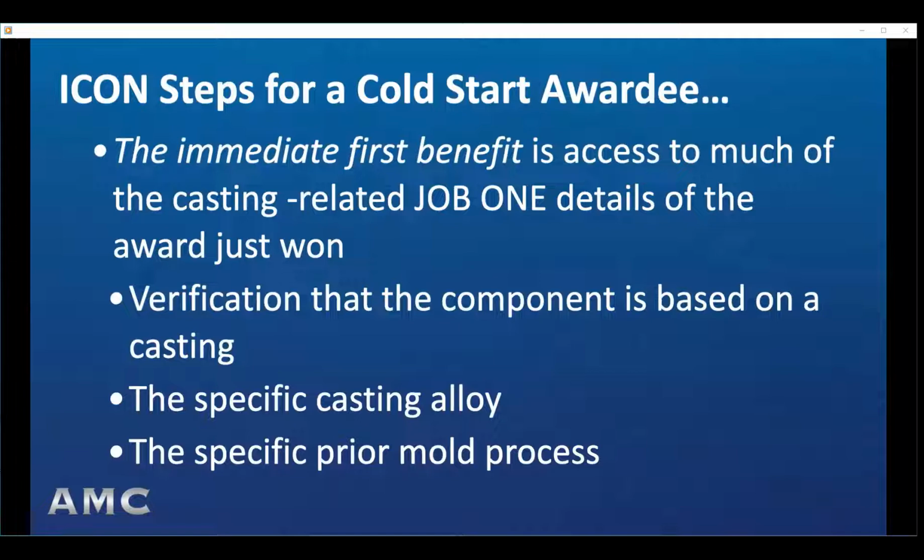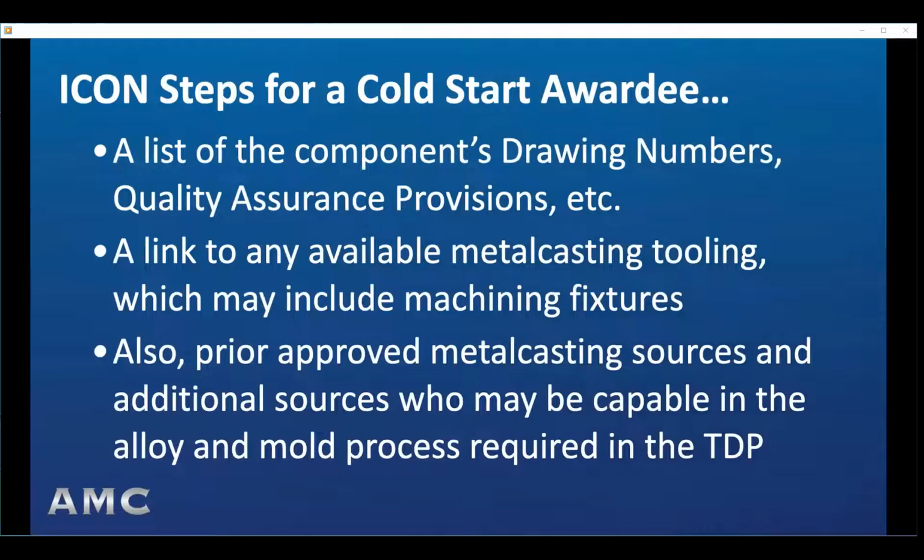In recent procurements, or procurement history, and the machine shop's award number, the cold start new awardee can extract these important casting-related details from ICON. First, verification that the component is based on a casting. Second, the specific casting alloy and the specific mold process from which the casting has been produced in the past, such as sand casting, investment casting, and permanent mold casting. Next, a list of the component's drawing numbers, quality assurance provisions, etc.